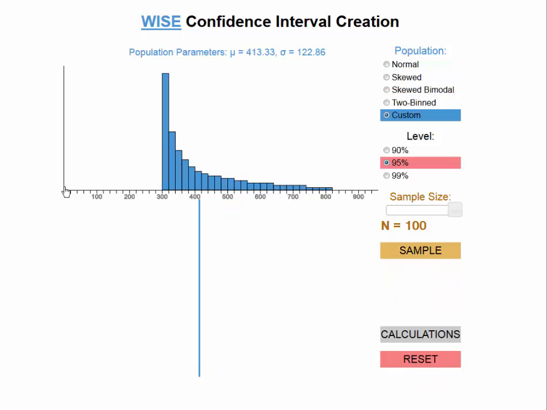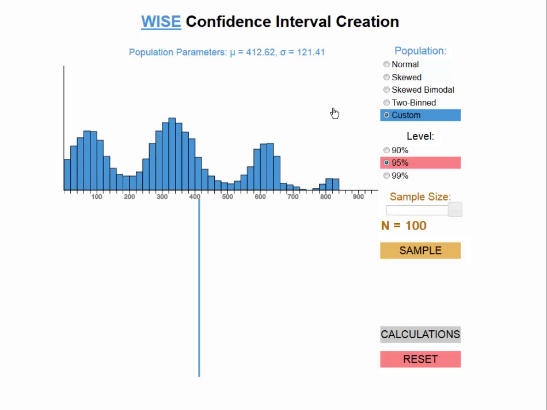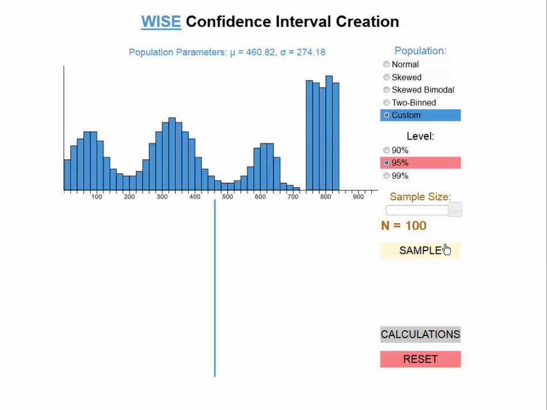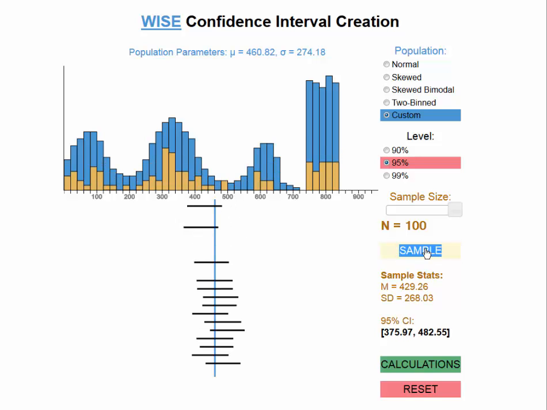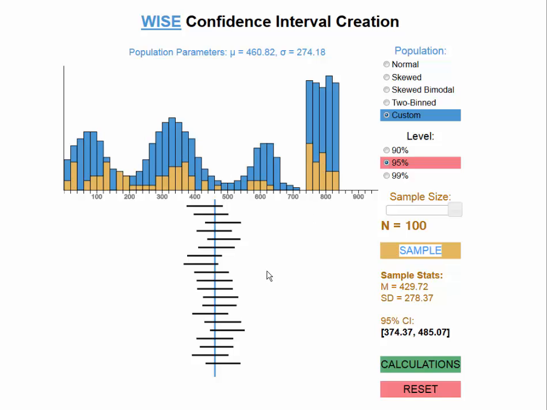Finally, this applet allows us to build any shape population we wish. We just hold down our left mouse and sweep over the distribution and make a nice funny one like this, and we can now draw samples from that and see how well the confidence interval procedure would work for a weird distribution like that. Again, with a very large sample, you can get away with more than you can if you have a small sample.